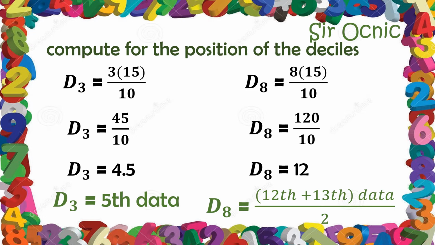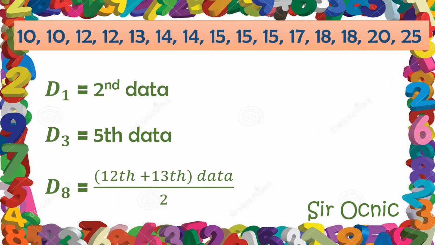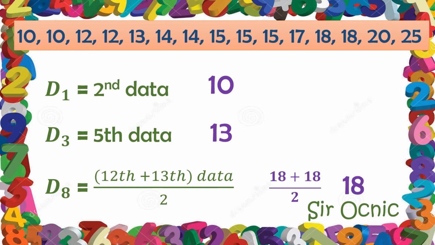Using the position of the deciles, let us now identify the data. The first decile is at the second data. Therefore, the first decile is at 10. The third decile is the fifth data. Therefore, the third decile is at 13. For the eighth decile, that is the average of the 12th and the 13th data, which is equal to 18 plus 18 all over 2, or simply 18.